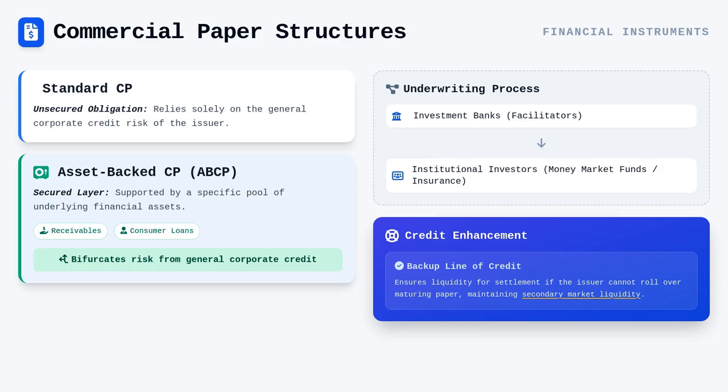Regardless of whether the paper is unsecured or asset-backed, the issuance often involves an underwriting process where investment banks facilitate the placement of the debt with institutional investors like money market funds or insurance companies.